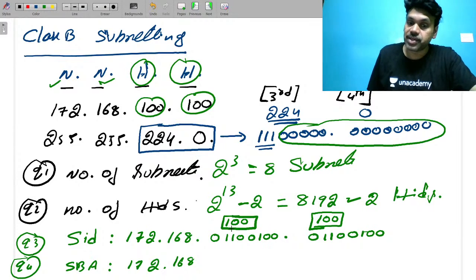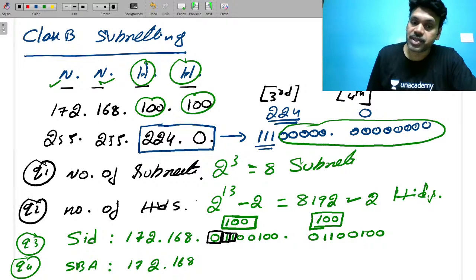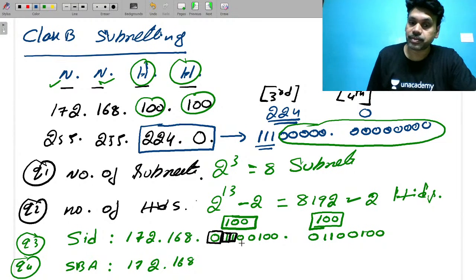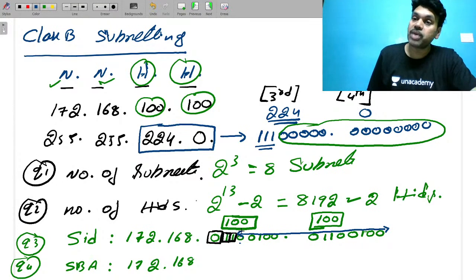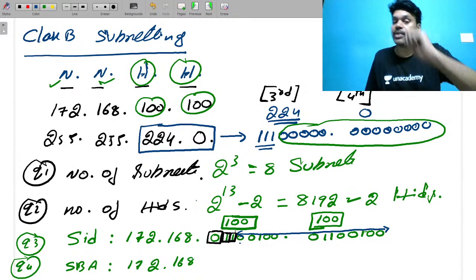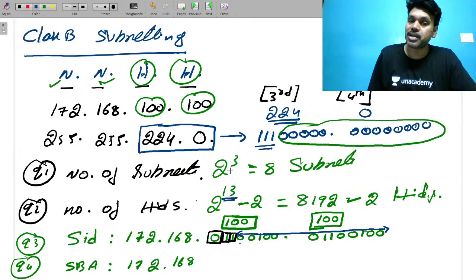So my dear friends, the first 3 bits are subnetted, I am marking them. This is subnetted, this is also subnetted, and the remaining are HIDs. Out of the 16 bits of HID, 3 bits are for subnets and 13 bits are for HID. We got the same, right?